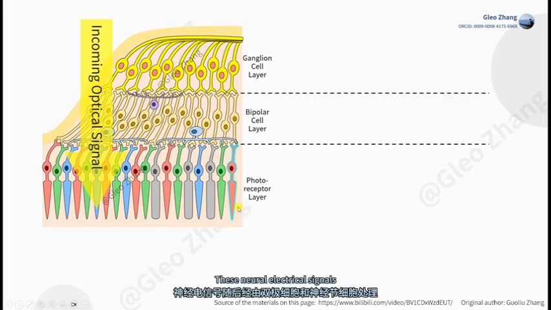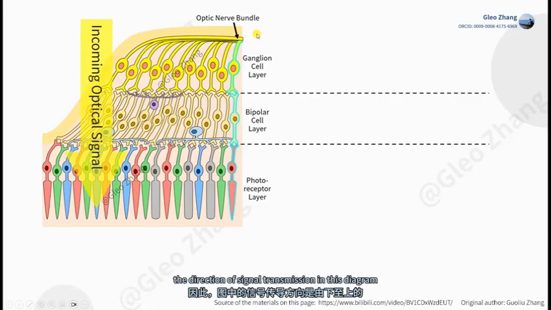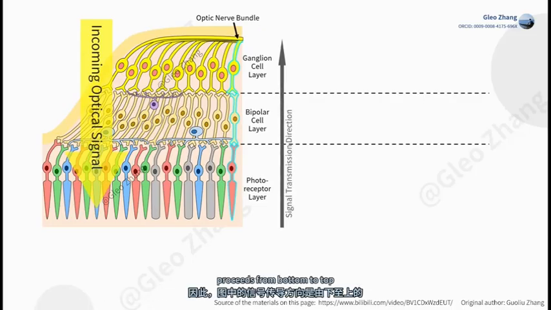These neuroelectrical signals are then processed by bipolar cells and ganglion cells before being transmitted to the lateral geniculate nucleus and the visual cortex of the brain via the optic nerve bundle, which is composed of the axons of all ganglion cells. Therefore, the direction of signal transmission in this diagram goes from bottom to top.